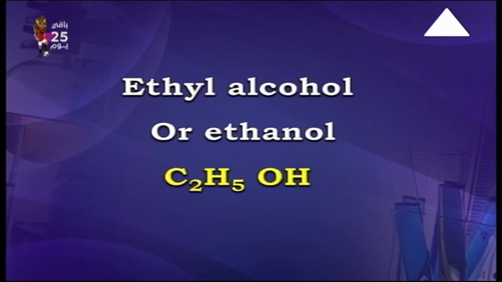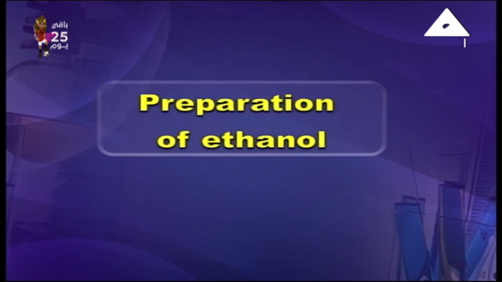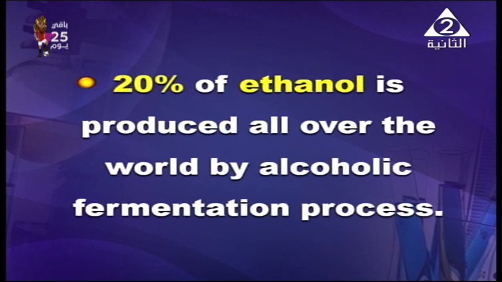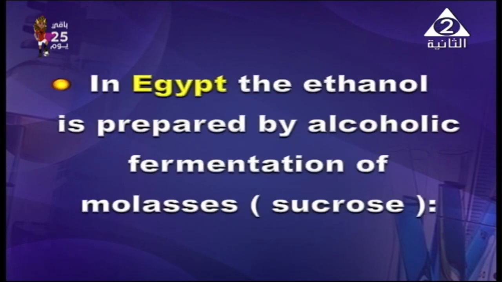Here, my dear students, we are going to discuss in detail ethyl alcohol or ethanol. The preparation of ethanol by alcoholic fermentation of starch and sugar materials such as sugarcane, beet, and maize. My dear students, 20% of ethanol is produced all over the world by the alcoholic fermentation process. In Egypt, ethanol is prepared by alcoholic fermentation of molasses or sucrose.